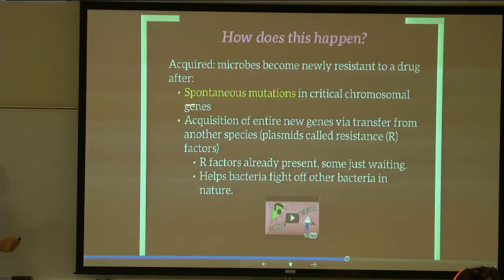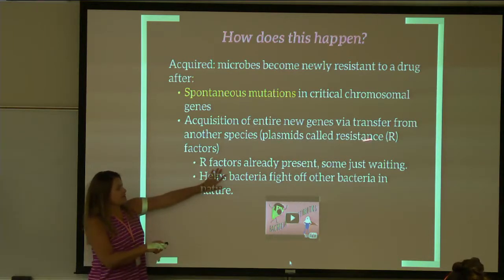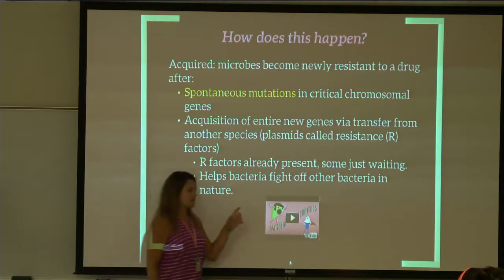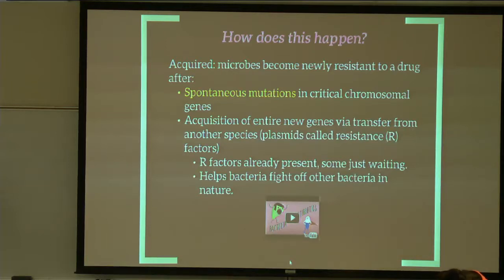So again, how does it happen? Spontaneous mutations, okay, just a random mutation that's actually beneficial. That's more on the rare side of things. More commonly, they pick up those new genes from plasmids, from other bacteria. That on the plasmid, they call it R factors. It's called a resistance factor. That's a little piece that's on the plasmid. Okay, that makes it resistant.